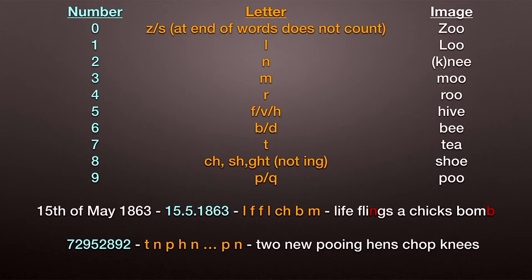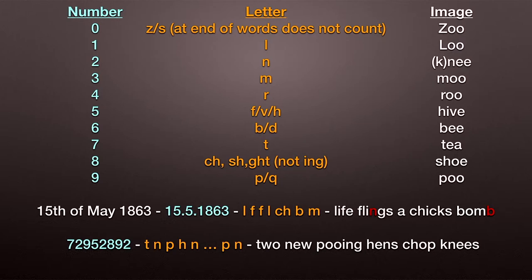Now when we're starting to do this, we could use, instead of the letters, the images. But what I'm going to do with the letters for large dates is just create other images out of the letters. So the 15th of May, 1863 becomes life, LF, flings, FL, a chicks, as in chicken, a chicks, bomb.